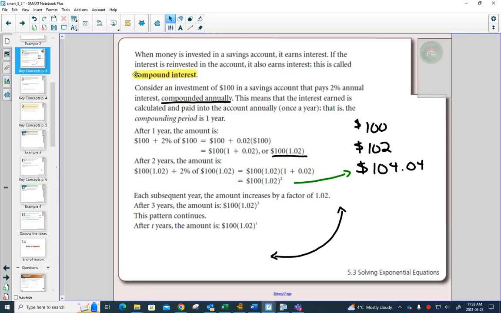But if you go back far enough, it could make a huge difference, right? Just going back a couple of years, you're not going to have that much money. Like, ooh, you invested $100 3 years ago, and now you have $106.